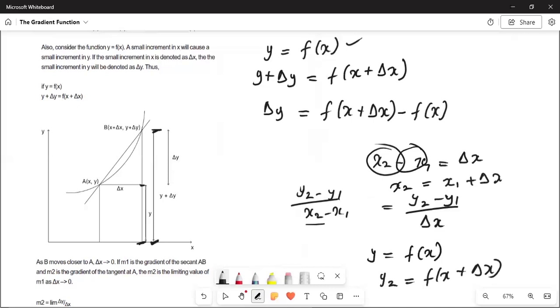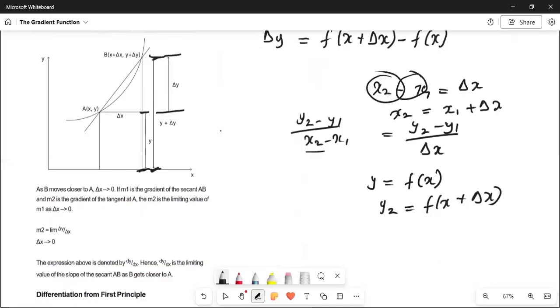That is here. Then the difference between this line and this other line, which is from here to here now, will be delta y. So that if you take the gradient of this secant line here, gradient is this divided by this. So the gradient of this secant line will be delta y over delta x.